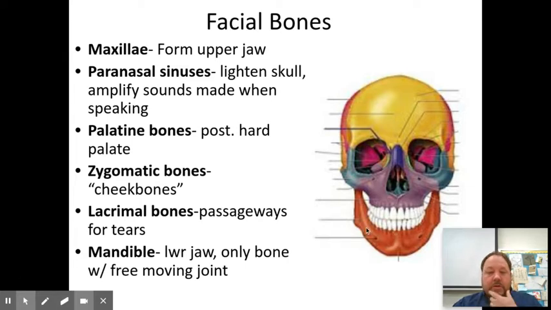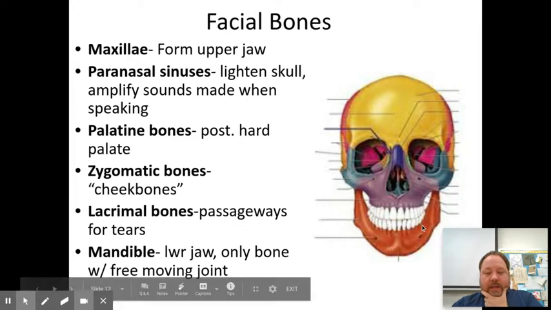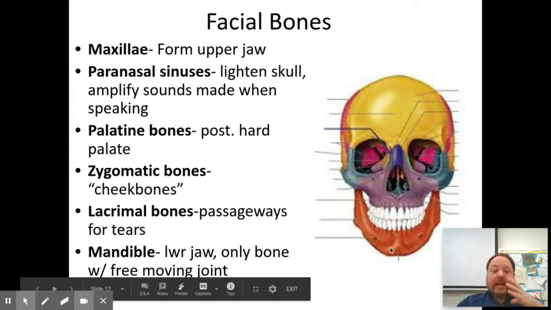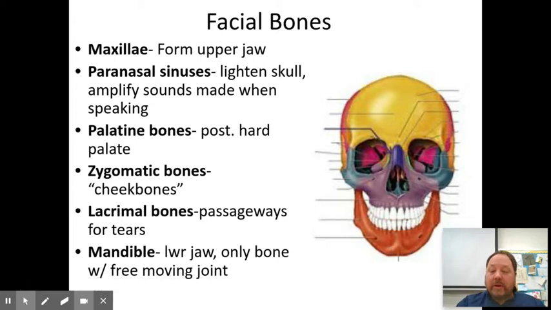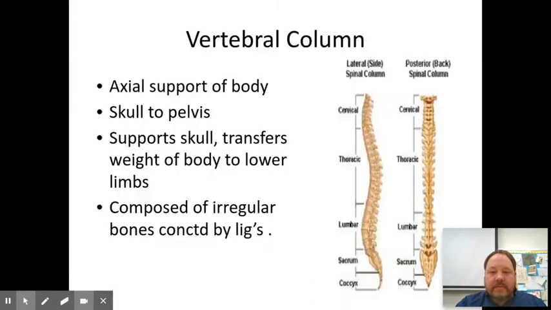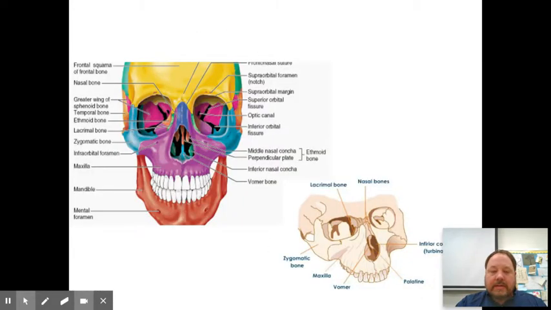The lower jaw here is the mandible. And again, it's got sockets for teeth. And this is interesting because in the whole head, it's the only movable bone. Okay. Here's just a little crisper image of that stuff. Okay. So that takes care of that.